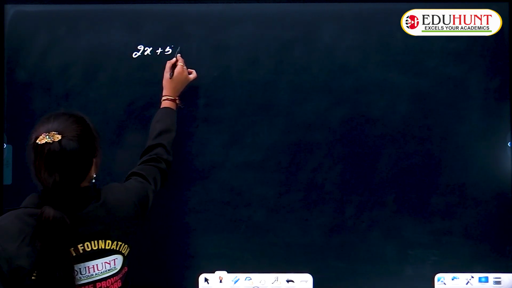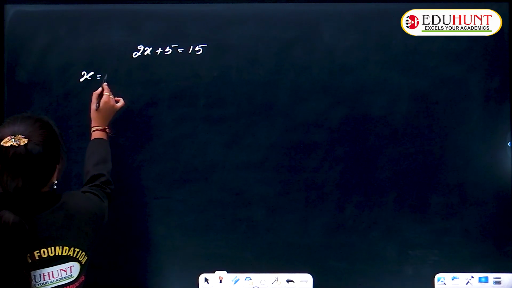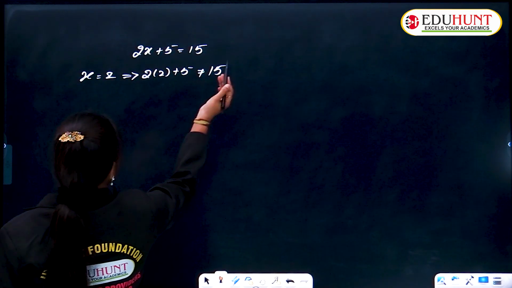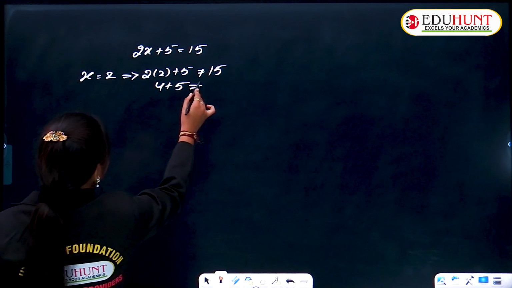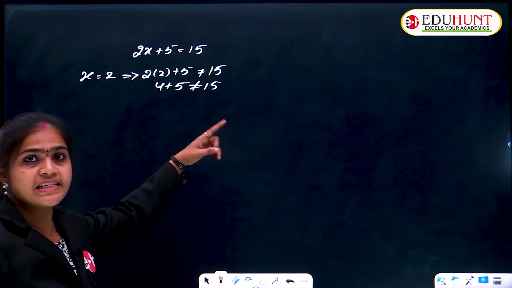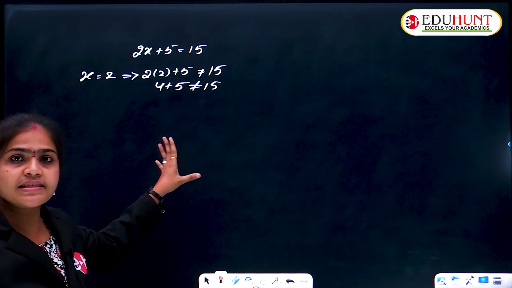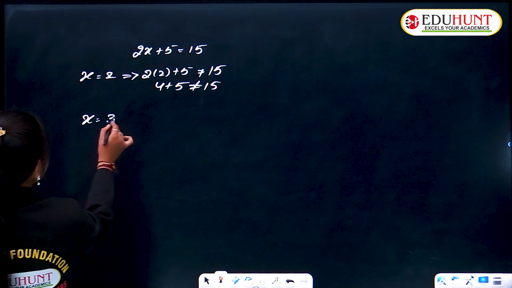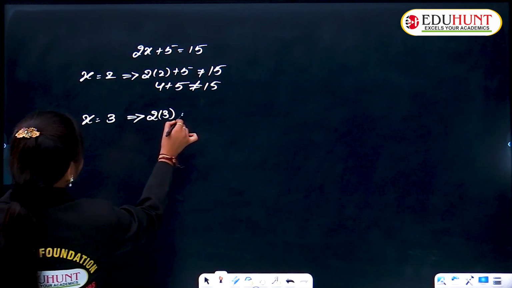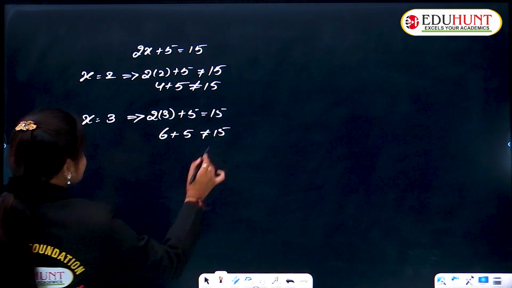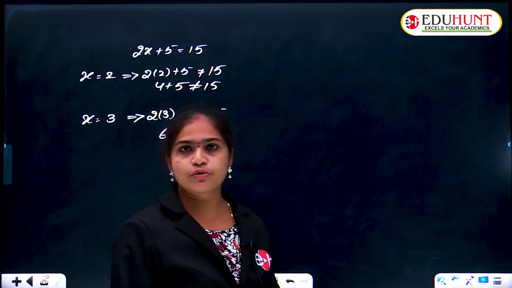Next, 2x plus 5 is equal to 15. Let x is equal to 2. Then 2 into 2 plus 5 is 4 plus 5, which is 9, not 15. So LHS is not equal to RHS, and x is equal to 2 does not satisfy. Next, let x is equal to 3. Then 2 into 3 plus 5 is 6 plus 5, which is 11 but not 15.